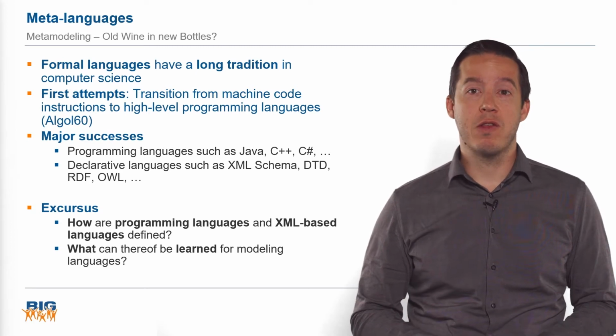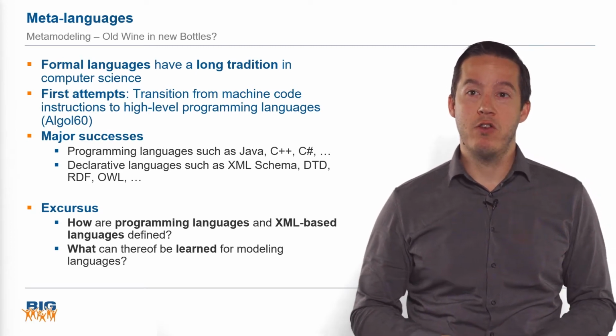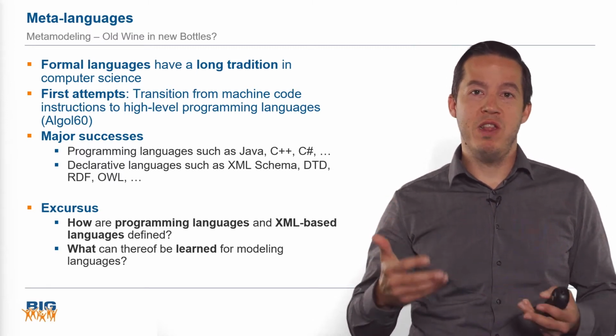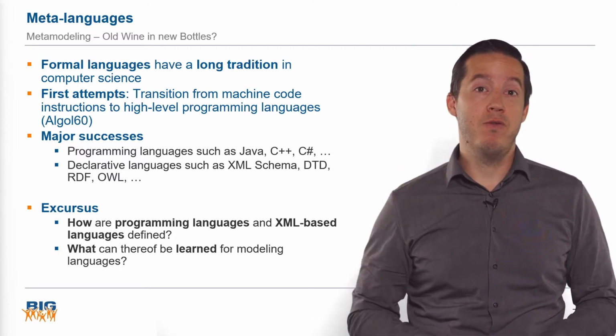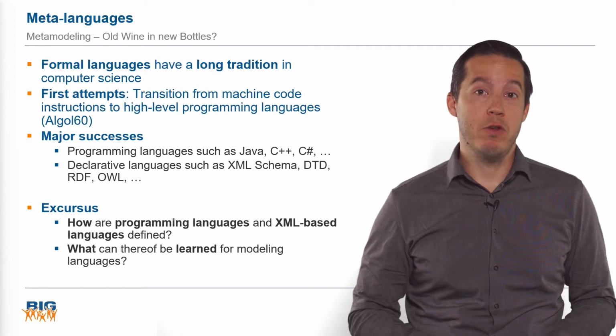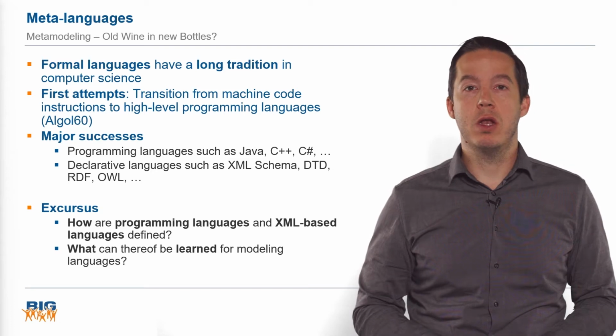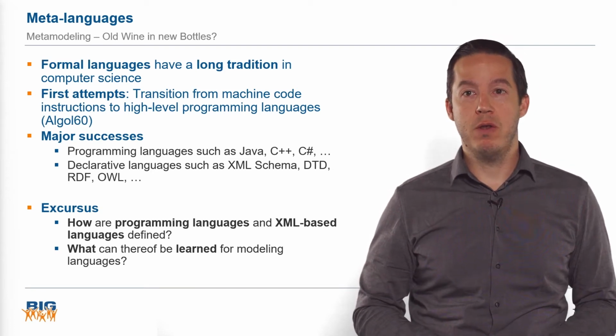There are major successes like the programming languages Java and C++, where we always try to specify aspects on a higher level of abstraction, in higher-level programming languages. They were the result of the limitations that we learned about in the lower-level languages in the first place.